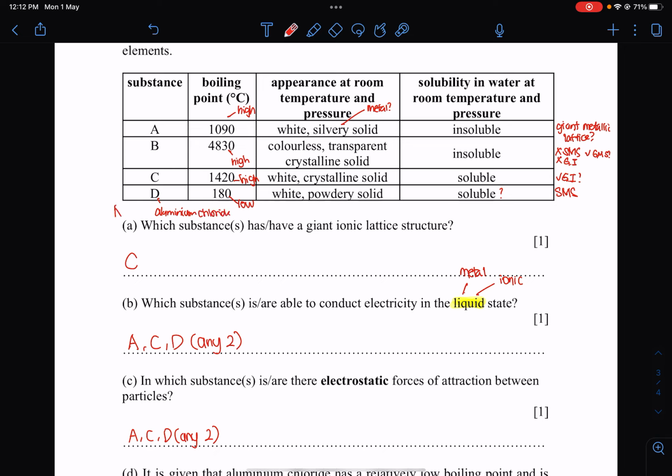Okay, the formula is AlCl3. Aluminium chloride is actually very special because even though it consists of a metal, aluminium, and a non-metal, chlorine, it actually has covalent character, which means that the bonds are more covalent than ionic.